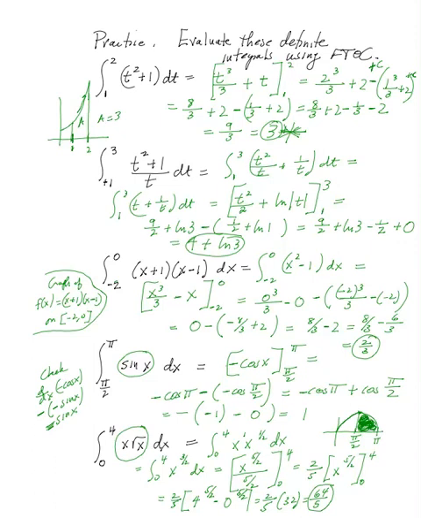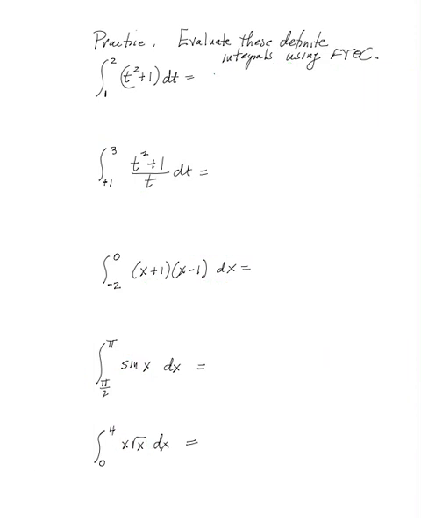Okay, so evaluate the definite integral from 1 to 2 of t squared plus 1 dt using the fundamental theorem of calculus. So I have to find an antiderivative of t squared plus 1. It's t cubed over 3. That's an antiderivative of t squared, right? Using the power rule for antiderivatives.